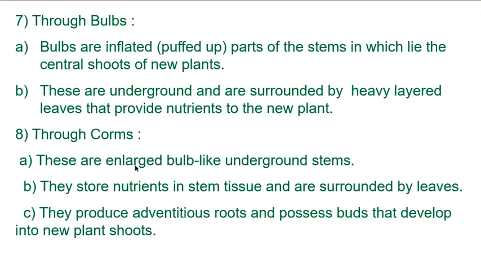Next, corms. These are enlarged, bulb-like underground stems. You have seen the diagram; it is a dark brown colored corm. They store nutrients in the stem tissue and are surrounded by leaves. They produce adventitious roots and possess buds that develop into new plant shoots. You have seen the corm diagram. What is happening in that? Daughter buds are growing, and through the daughter buds new shoots and roots are developing.